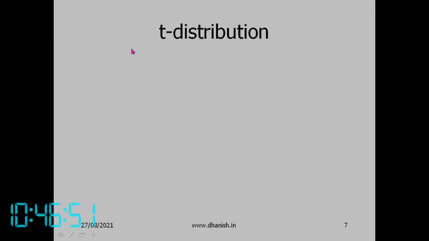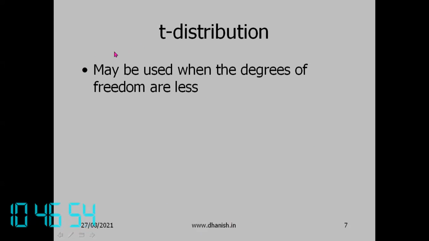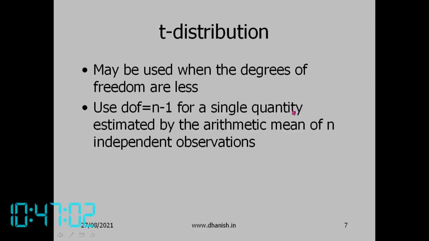Okay, so that is for large degrees of freedom. When the degrees of freedom are less, we have to use the t distribution. So use degrees of freedom equal to n minus 1 for a single quantity estimated by the arithmetic mean of n independent observations. So if it is a type A evaluation, so only a single quantity, a single variable, and you are estimating it by the arithmetic mean of n independent observations, then the degrees of freedom will be n minus 1.